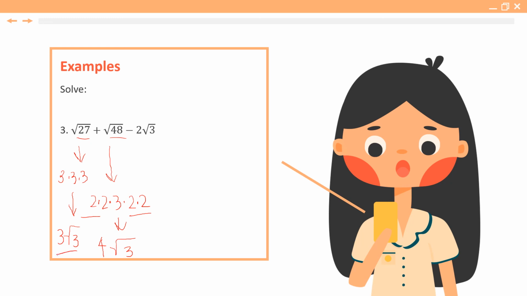Now, all our numbers have the radical square root of 3. So we can now perform the operations. So 3 square root of 3 plus 4 square root of 3 is 7 square root of 3. Minus 2 square root of 3 is 5 square root of 3. So sometimes there are instances that we need to simplify our radicals first before we proceed to the operation itself.